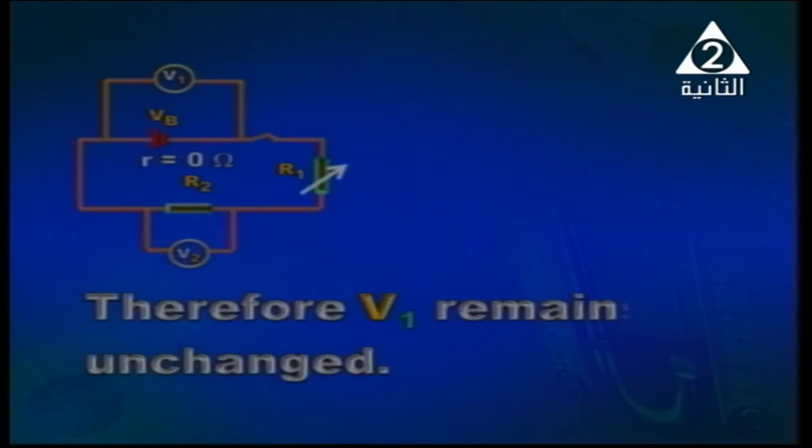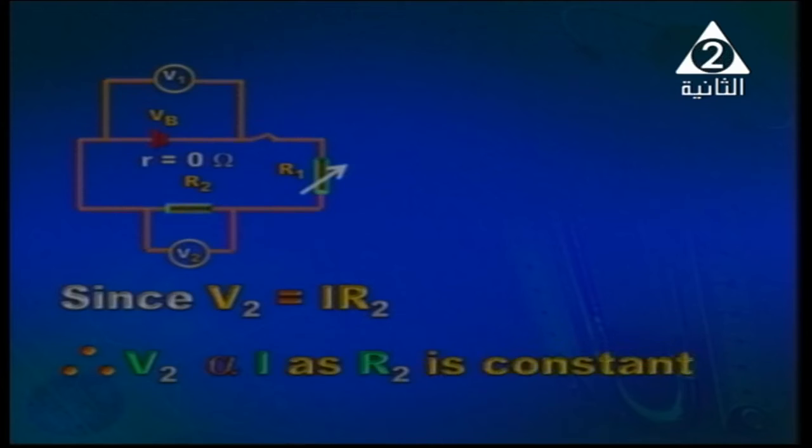V1 is equal to V battery simply because I r, V internal, is equal to 0. So V1 remains unchanged. And what about V2? V2 is calculated using the formula I R2. When R1 is increased, current will be decreased, and V2 will be decreased. Okay, V2 is proportional to the current. R2 is constant, of course. So what happens to the current? The current decreases, V2 decreases.